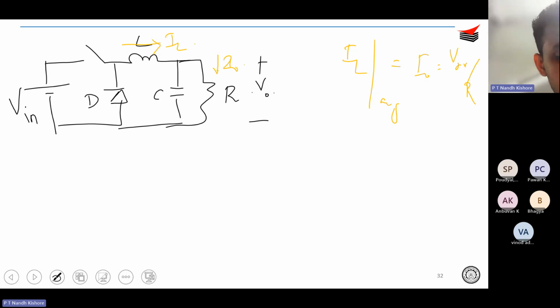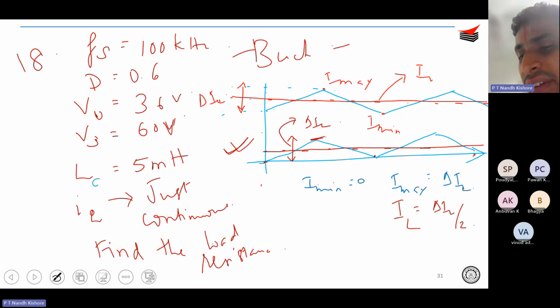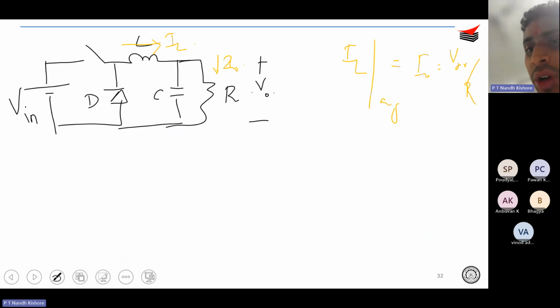So you know that IL average is delta IL over 2, that is the peak to peak ripple over 2. And you know your I naught average is V naught over R. So from this, you know what is V naught, and if you know what is delta IL, you can find out what is R. Correct? That is, your IL average is delta IL over 2, and delta IL over 2 is equal to V naught over R. From this, you can find out what is V naught.